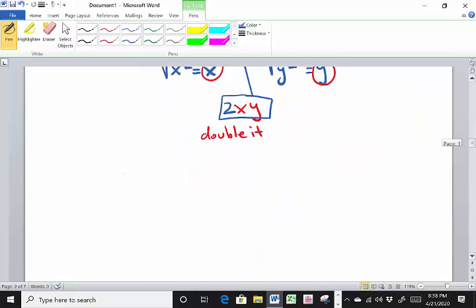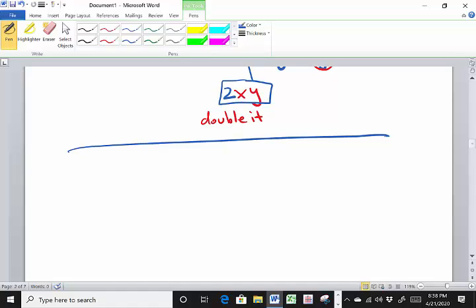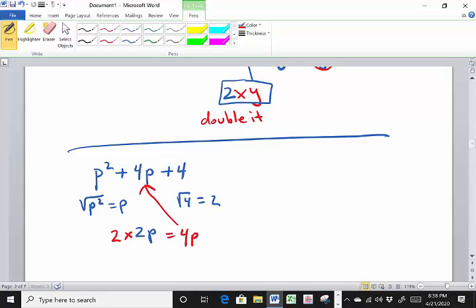So let's check this out. We'll actually do it. All right? So let's say I have p squared plus 4p plus 4. All right? Now, let me just do the technique real quick. If I take the square root of 4, I get 2. If I take the square root of p squared, I get p. If I multiply p times 2, I get 2p. If I double 2p, in other words, multiply it by 2, I get 4p. Look, there's my 4p.